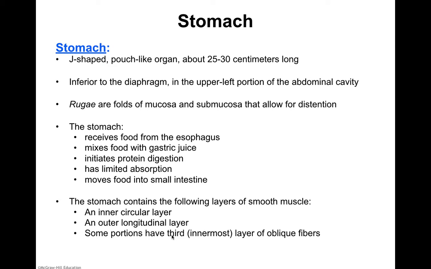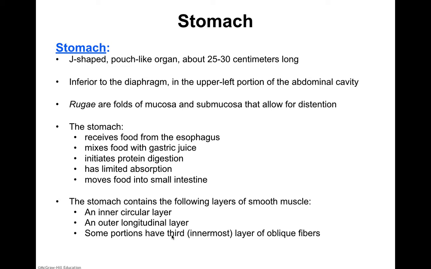Just below the esophagus, as you pass through the cardiac sphincter, is the stomach, which roughly has a J shape. It's certainly a pouch-like shaped organ. It's about 25 to 30 centimeters long, below the diaphragm in the upper left portion of the abdominal cavity. It has rugae, folds of the mucosa and submucosa that allow it to be distendable, so you can stretch it.